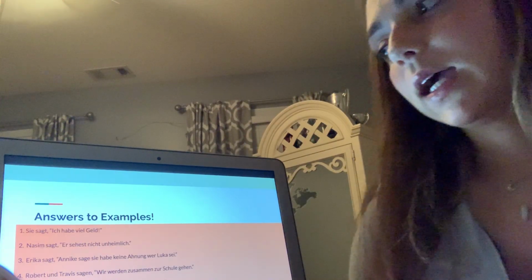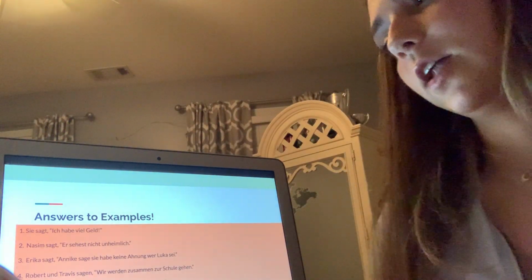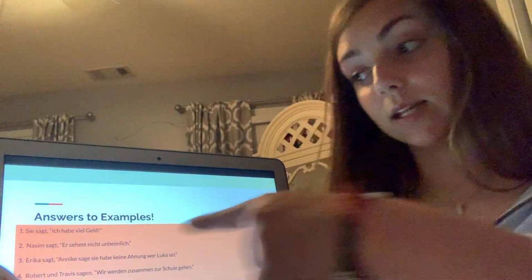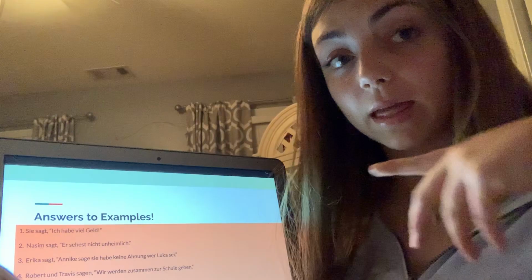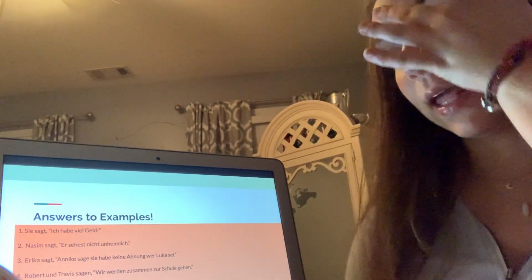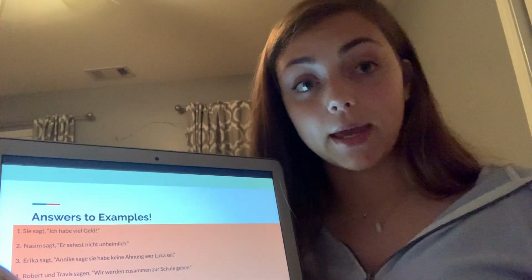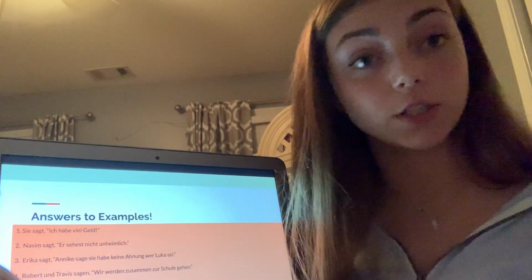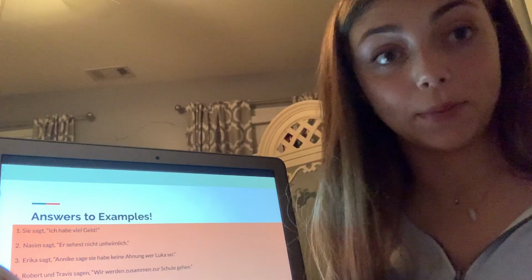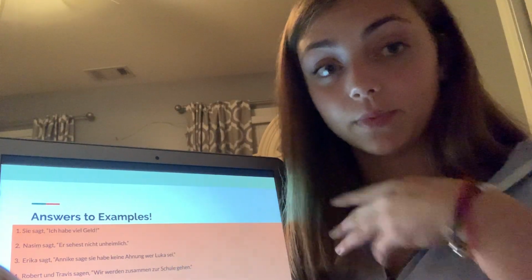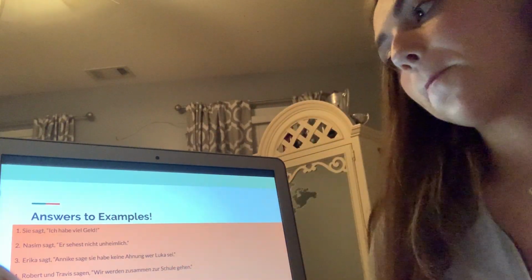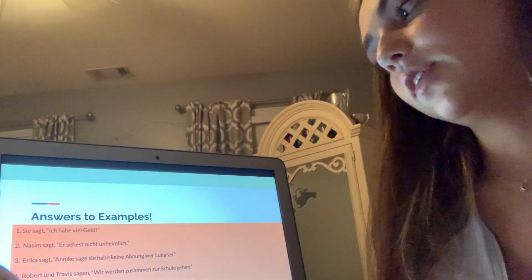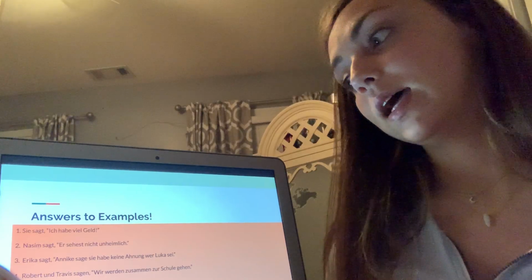Erika sagt, Annika sage, sie habe keine Ahnung, wer Logat sei. So we're basically changing the sage to subjunctive form by adding an e at the end, and then ist would change to the sei conjugation. This is one of the exceptions to ordinary present tense verbs, so we're using sei because of the conjugation table. Number four, Robert und Trappitz sagen, wir werden zusammen zur Schule gehen.